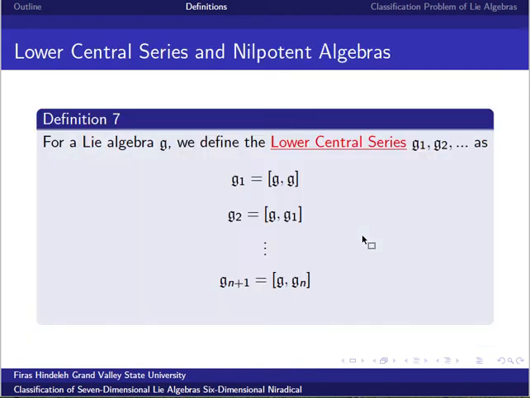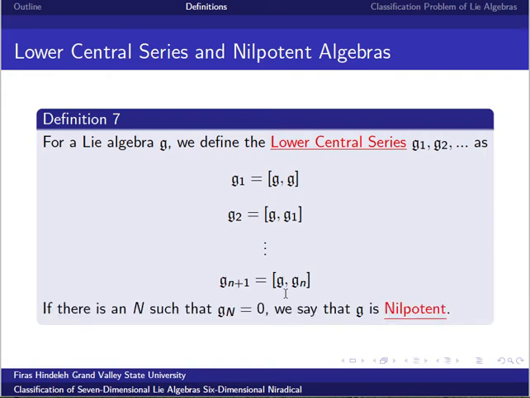The next definition is the lower central series. Basically, the first element of that series is when we bracket G with G, so that's the same. But for the second element, we bracket whatever came out here with the whole algebra. That is the big difference here. And we continue in this fashion and see if this series terminates or not.